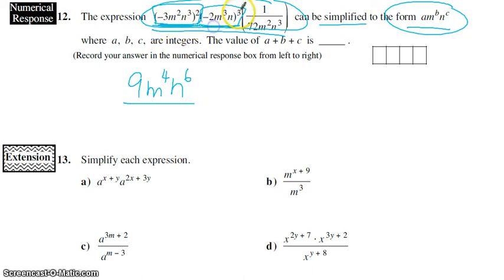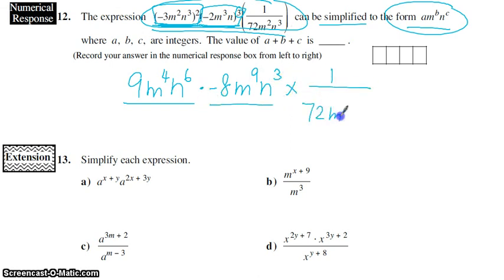Now the second part, you see the cube here. -2 cube is a -8. M3 cube is M9. N cube is N3. Okay, all divided by 1 over 27, all multiplied by that. So it doesn't do anything, right? It doesn't change anything. You just copy that over.